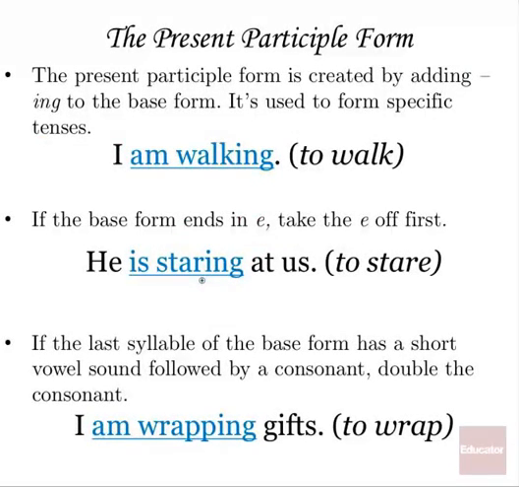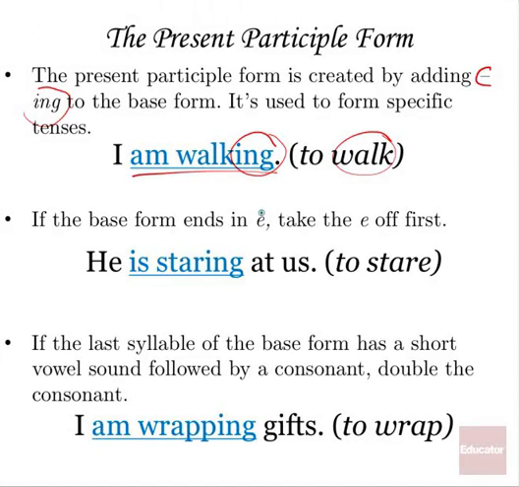Let's look at the present participle form, which is a very long name for a pretty short suffix. The present participle form is created by adding the suffix ing to the base form. It's used to form specific tenses. So, I am walking. We've added the ing to the base form walk. The infinitive is to walk, and we get walking, the present participle form.